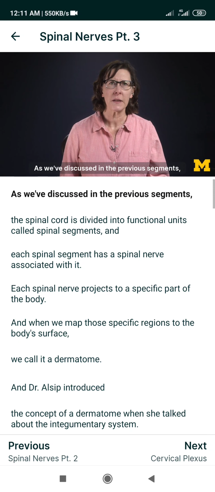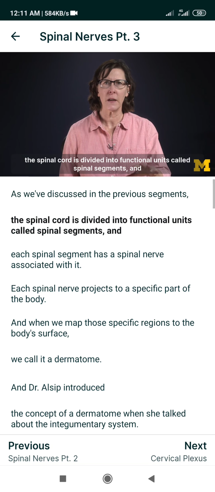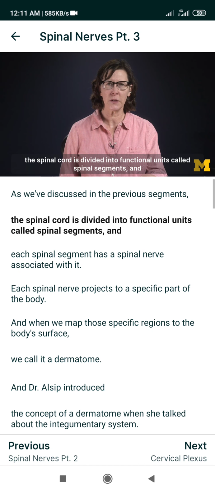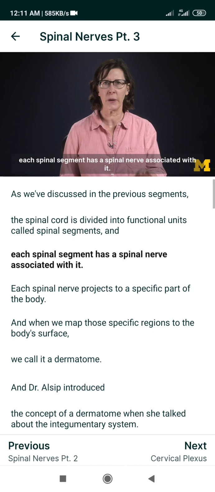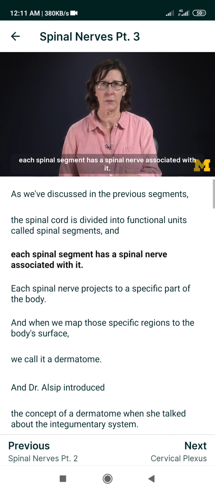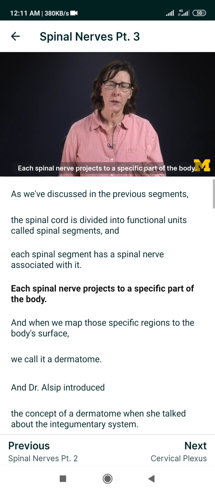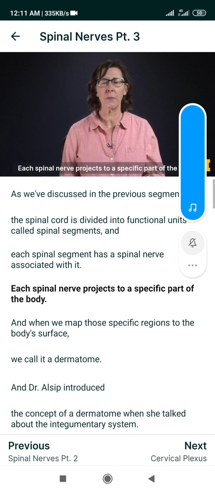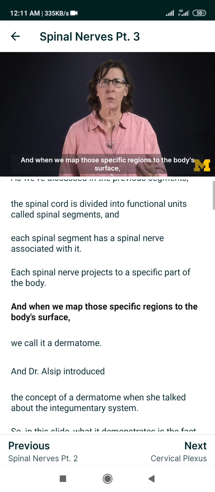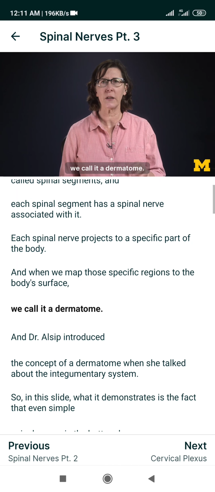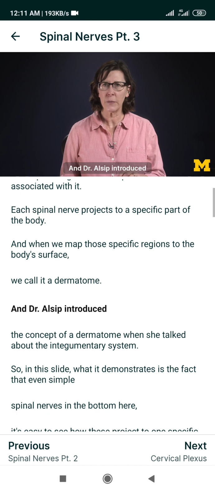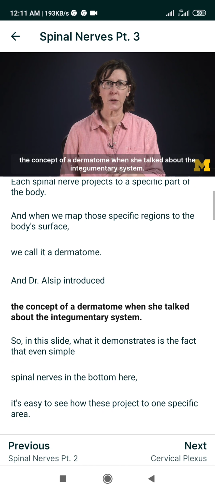As we've discussed in the previous segments, the spinal cord is divided into functional units called spinal segments, and each spinal segment has a spinal nerve associated with it. Each spinal nerve projects to a specific part of the body, and when we map those specific regions to the body's surface, we call it a dermatome. And Dr. Alsop introduced the concept of a dermatome when she talked about the integumentary system.